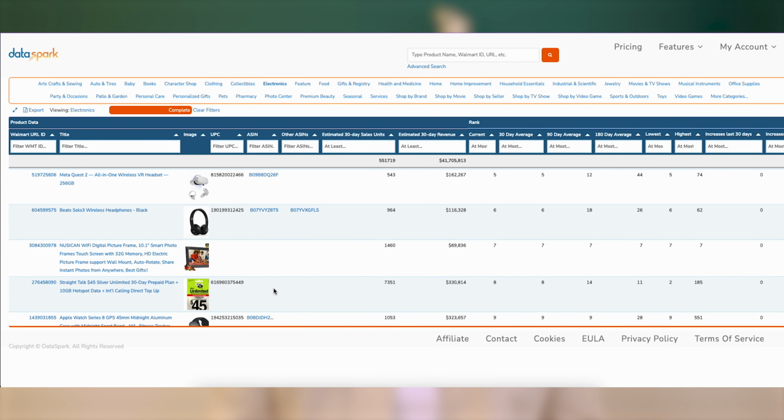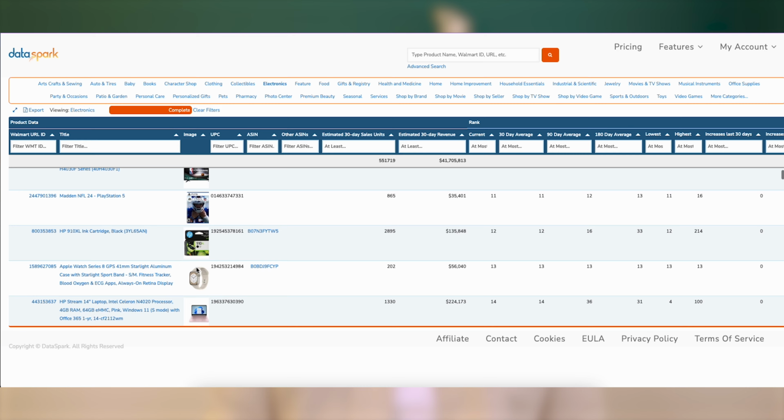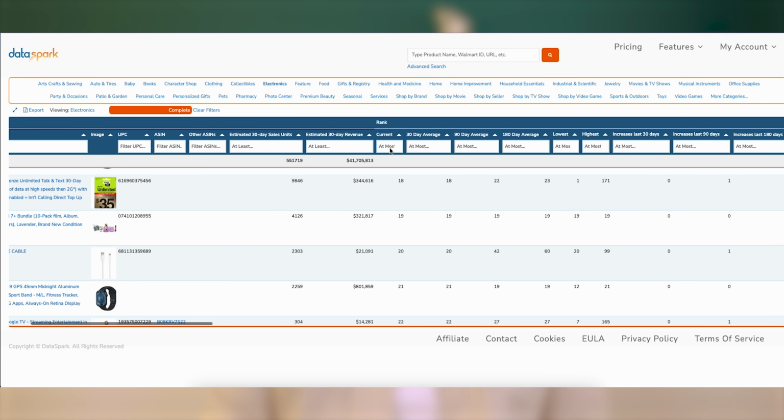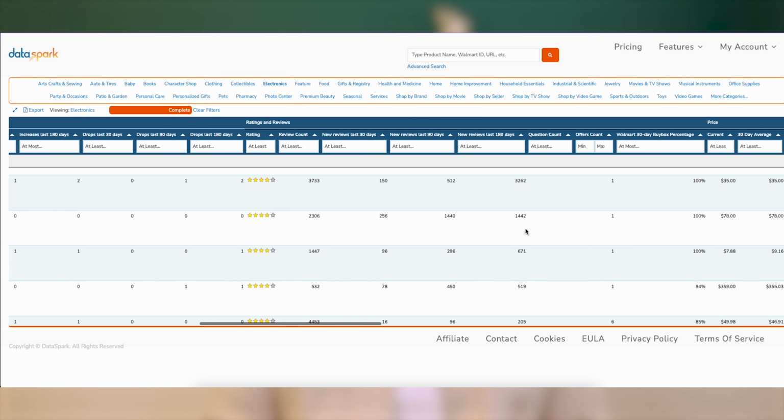Struggling to spot winning products? DataSpark provides comprehensive sales estimates, pricing history, buy box winners, and category bestsellers. It's the key to unlocking growth, finding high volume yet low competition products, and of course, optimizing for catalog success.